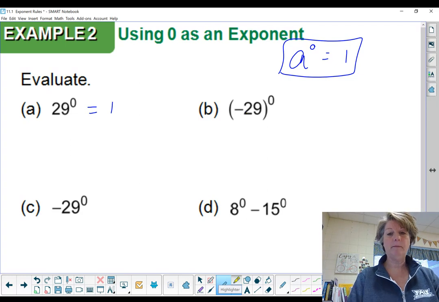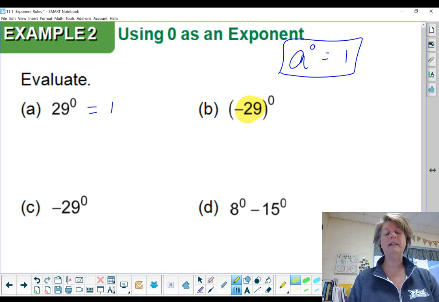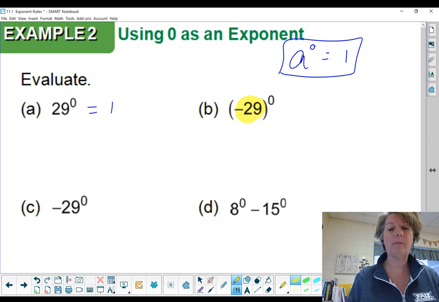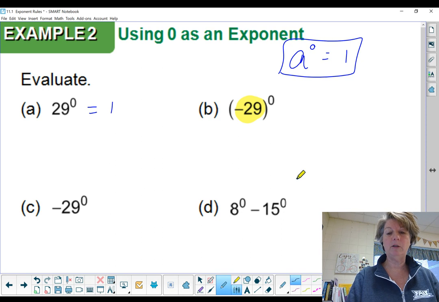It's 1, isn't it? How about this one? (-29) to the 0. Well, the thing I notice is the negative is enclosed in the parentheses. That means that it is talking about the negative number, -29, which will turn out to be 1.